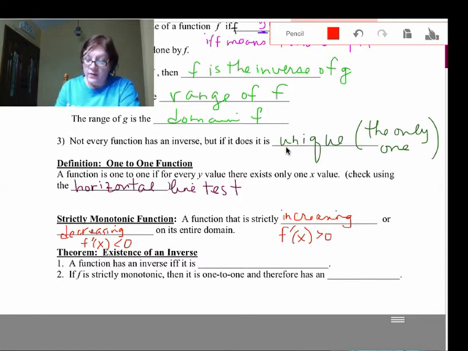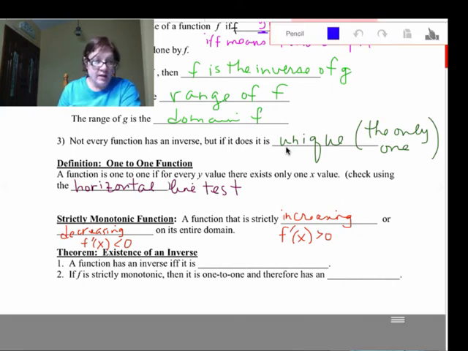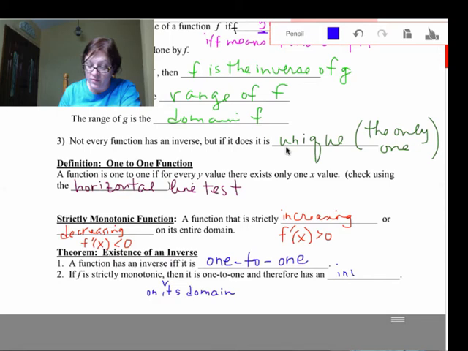Okay, and then last but not least, so a lot of vocab, a lot of definitions coming at you. A function has an inverse if it's one-to-one. And if f is strictly monotonic, I need to add a little on its domain, then it's one-to-one, and therefore it has an inverse. And you might see that in multiple choice on a live test.